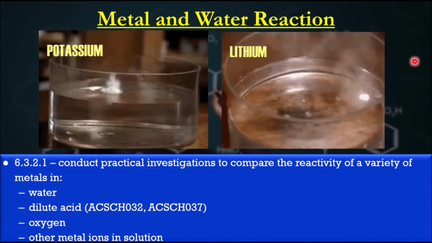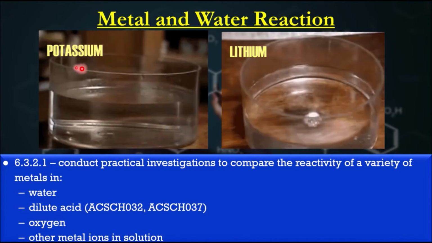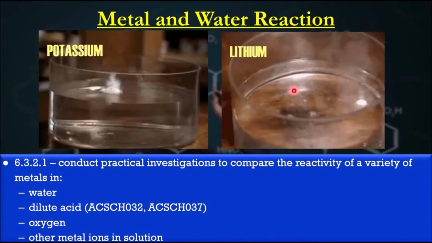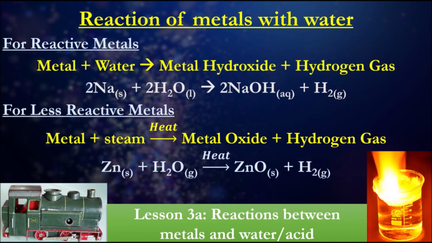The next reaction we're going to look at is metal and water. So we have potassium and water, lithium and water, all from group 1. The idea is the same as before: for highly reactive metals, say those from group 1 and also some from group 2, the metal reacts with water, and we get metal oxide plus hydrogen gas.